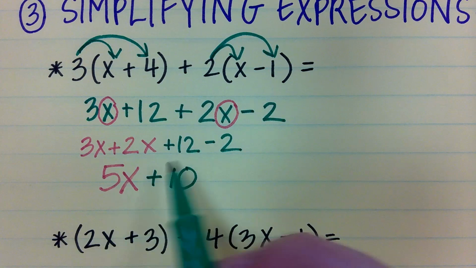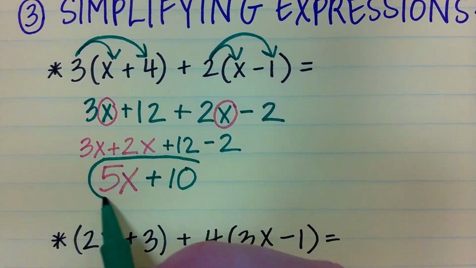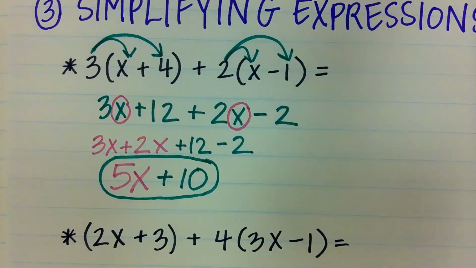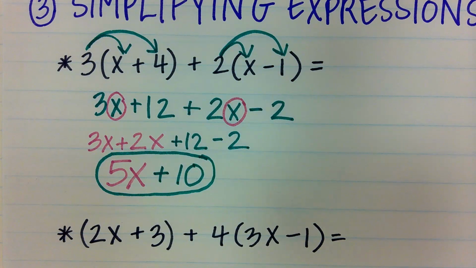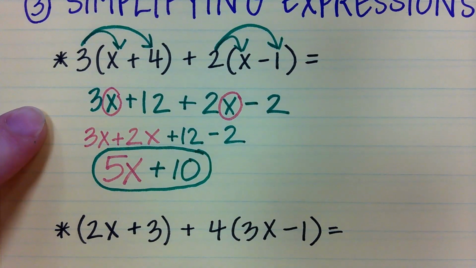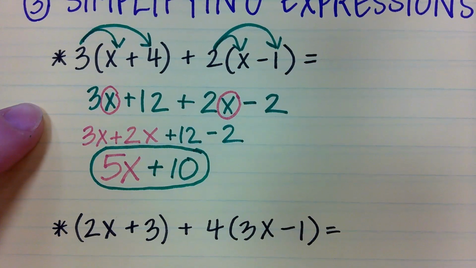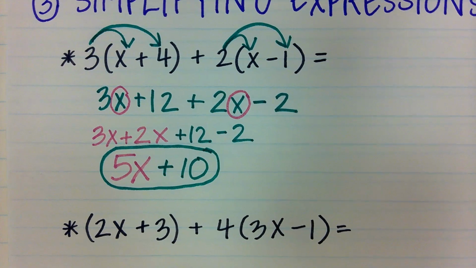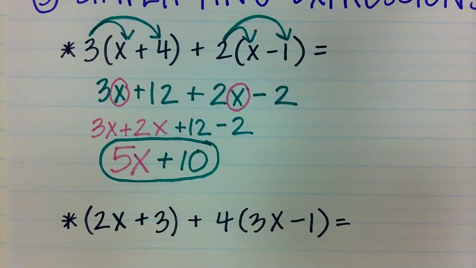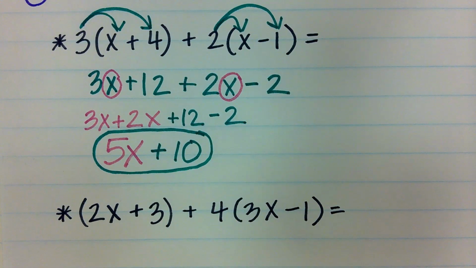No, that's it, guys. So we circle our answer. Circle your answer: 5x plus 10. That is as simple as we can get it. Very nice, guys. Any questions about that first one? Some of this should be feeling a little familiar. Okay, let's go to the second one now.